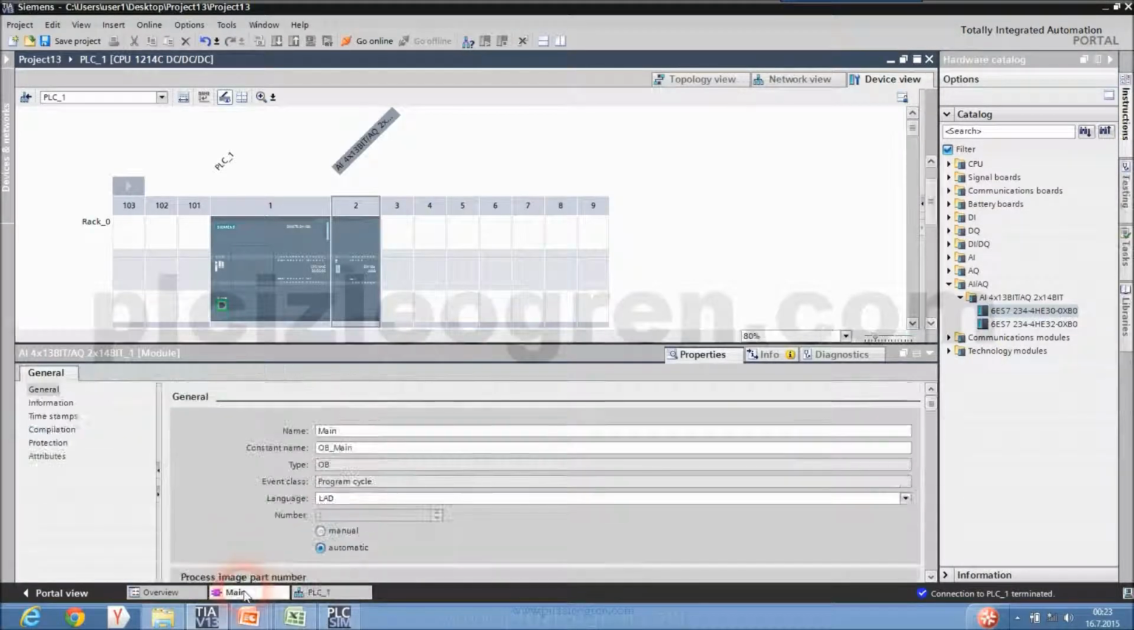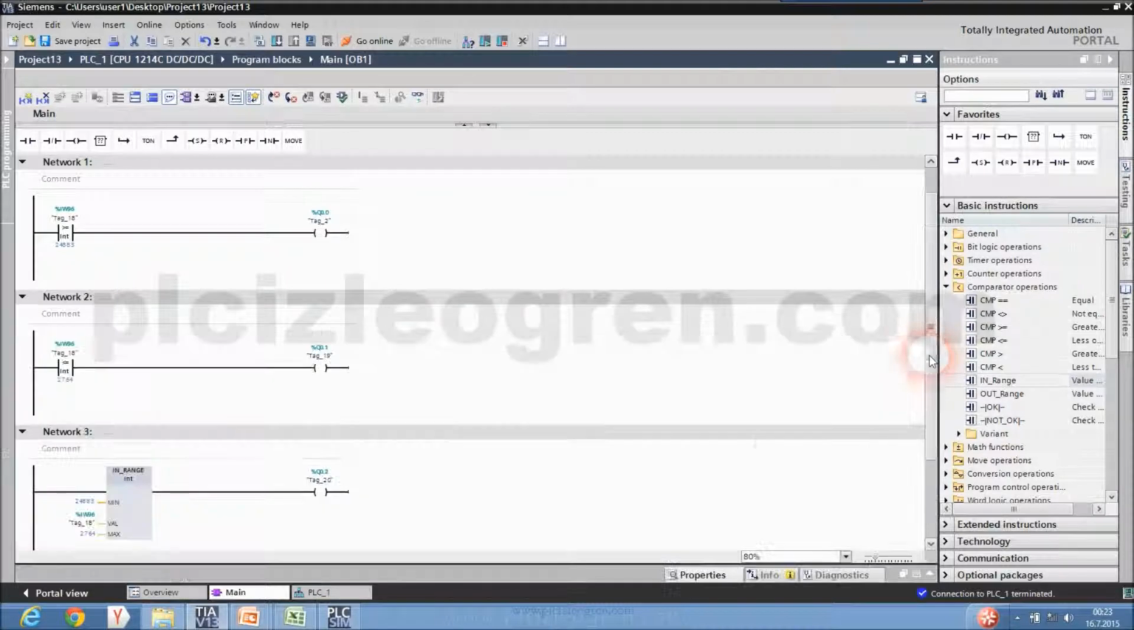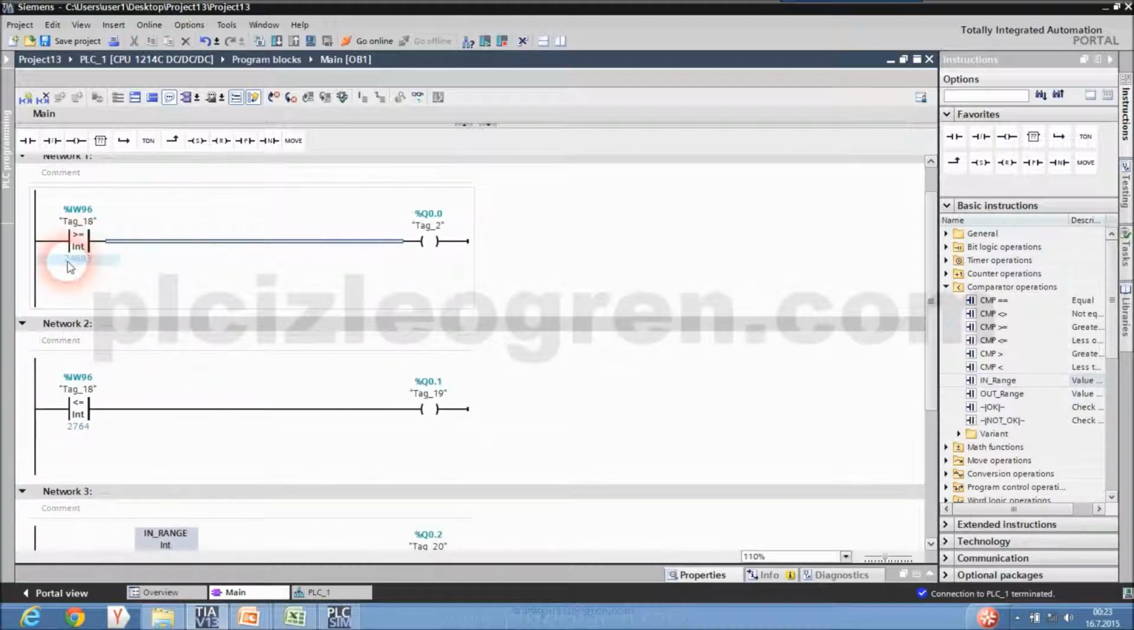Let's open our program. What did we say about the value this sensor detects? If it is higher than 90 bars, my high level signal shall be lit. Now, what is the numerical value of 90 bars? If 100 bar or 100% has the numerical value 27,648, 90 equals a 24,883 numerical value.